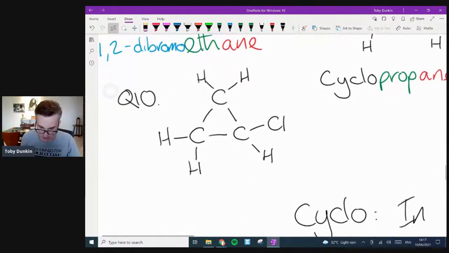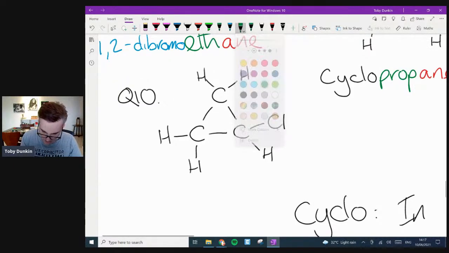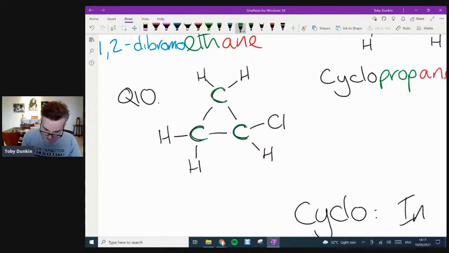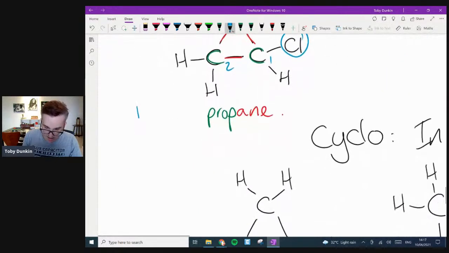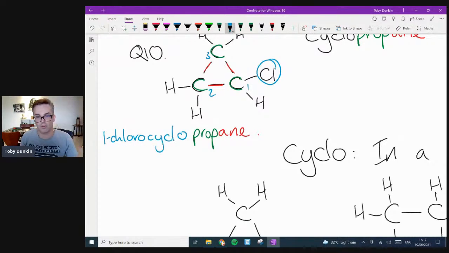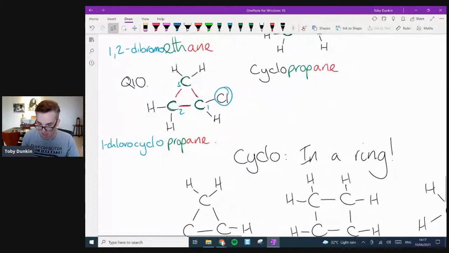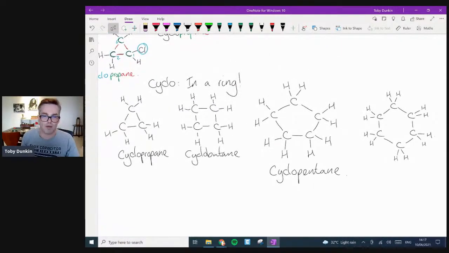And then I set you this one as a challenge. So this one is number of carbons, step number 1, 3 carbons. This is based on prop. Is it an ane or an ene? It's an ane. And I now have a chloro, which I will attach to number 1. So this is 1. Oh, but it's a cyclo. So 1 chloro. Cyclo. Propane. Isn't that cool? Right. Now that we've seen a couple of ring systems, it's quite nice.